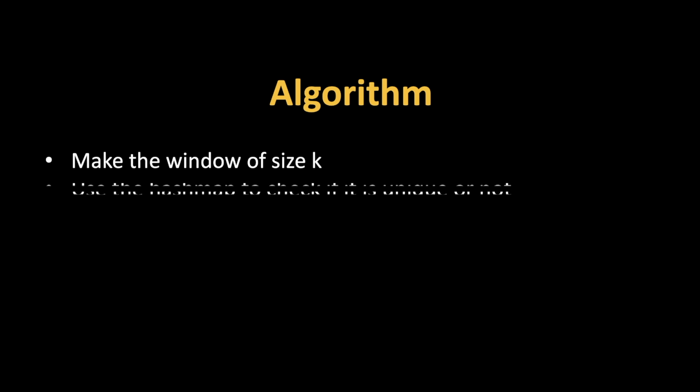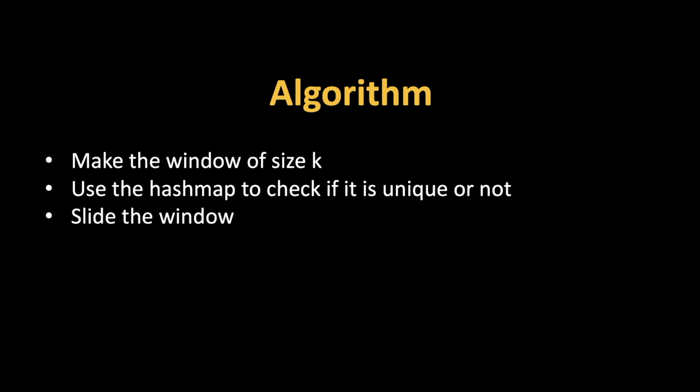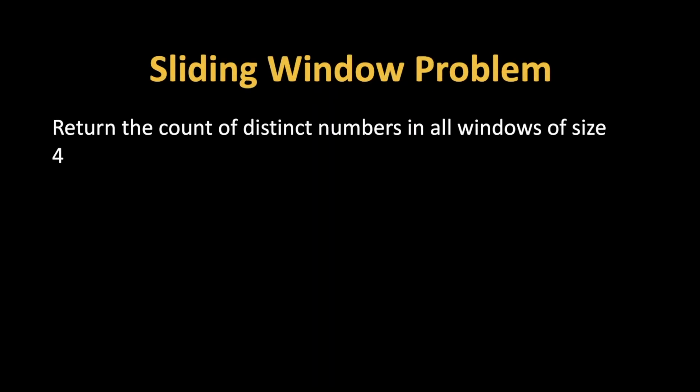Let's see the algorithm. We will make a window of size k, and then we will use the hash map to check if it is unique or not. How? We will see it in a moment. And then we will slide the window. So what are the steps? We will make the window of size k, use the hash map to check if it is unique or not, and then we will slide the window. It is similar to what we have done in the previous video. Let's see the animation with an example.